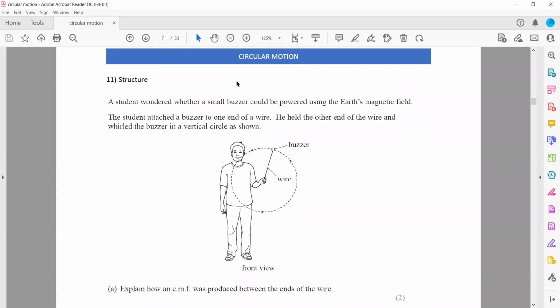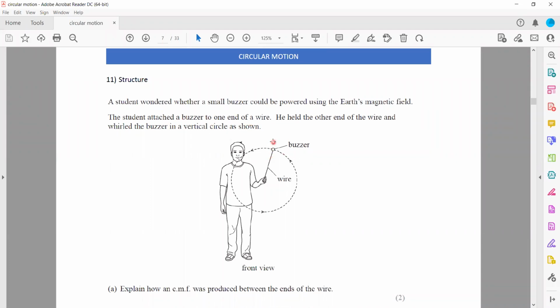In question 11, a student wondered whether a small buzzer could be powered using the Earth's magnetic field. So the basic idea is that the student has a buzzer. When he rotates it, there will be a change in the magnetic field. And due to the change in magnetic field, as you know, electromagnetic induction induces EMF. So the student attached a buzzer to one end of a wire.